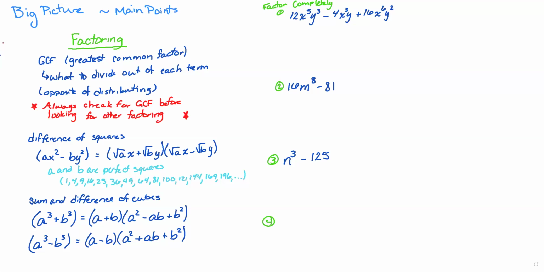Remembering with this, the way that it's written, a and b are considered perfect squares. So that square root of a and square root of b, those are going to be perfect numbers. They're going to be numbers that, when squared, equal the a and the b.